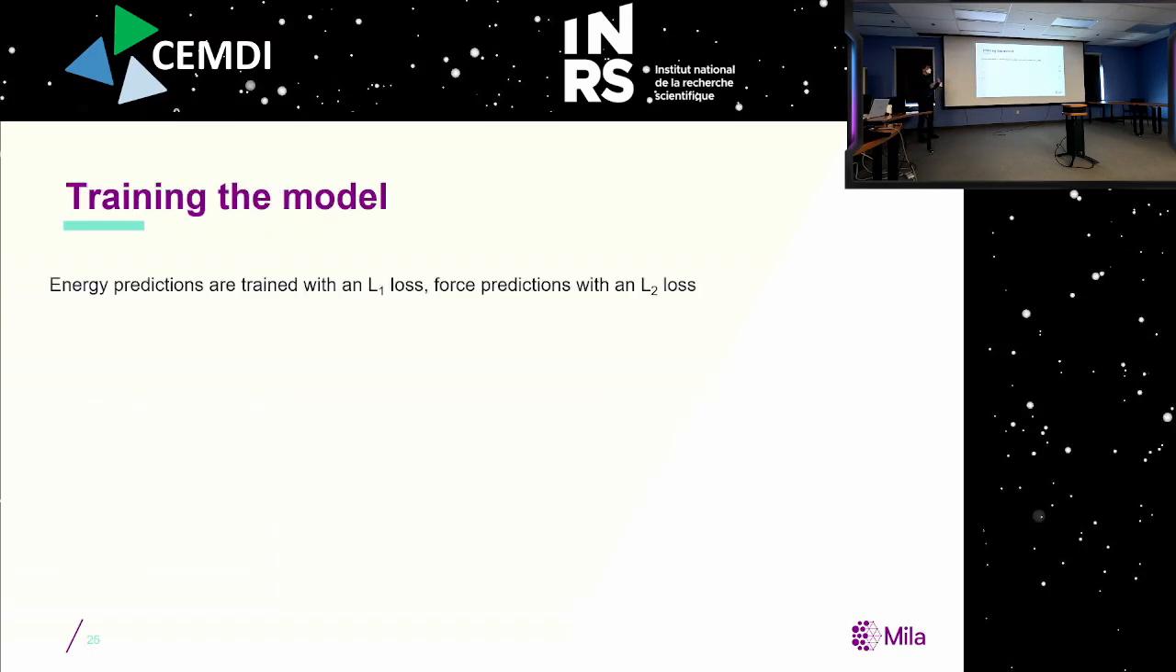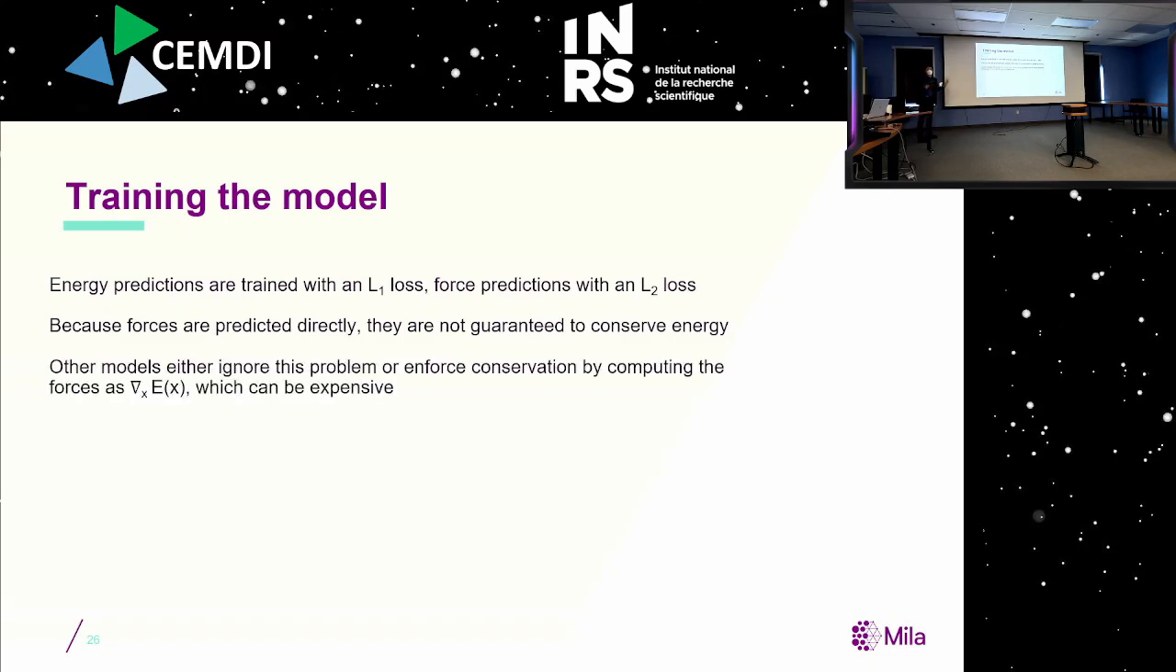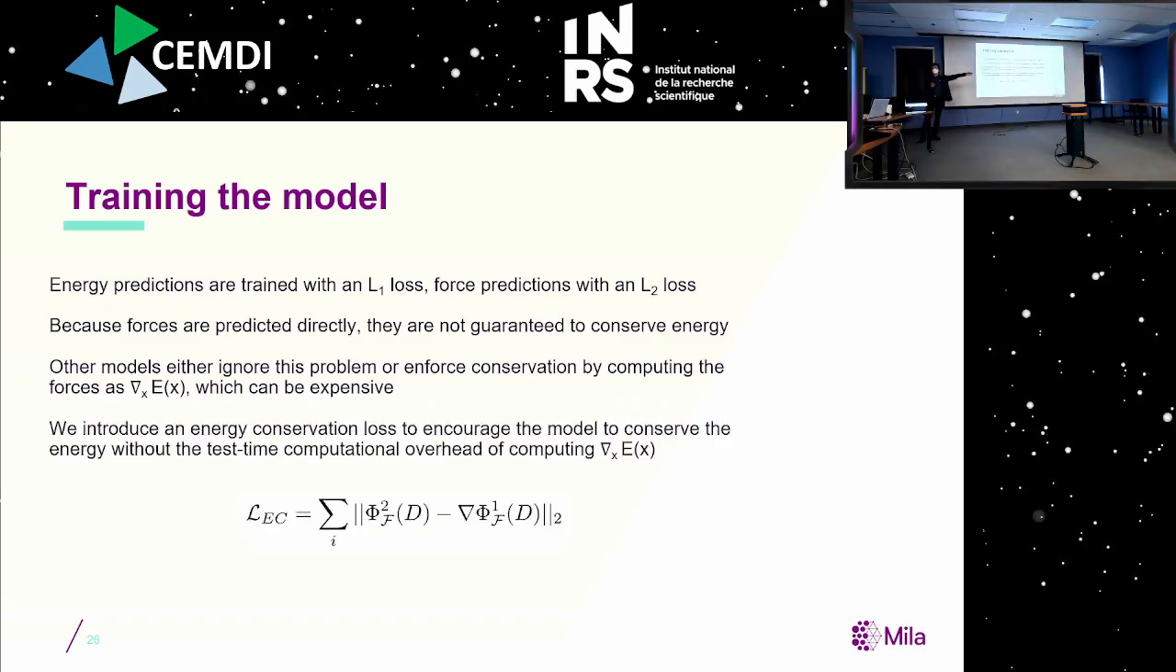We're going to train the model using L1 loss on the energy, so just how far away it is from the energy, and L2 loss for the force predictions. And the important detail I do want to mention is because forces are being predicted directly, they are not guaranteed to conserve energy. Many of the methods that are used in the space deal with this in other ways. They deal with this either just by ignoring it, or they enforce conservation by computing the forces as the gradient of the energy. So you can say, predict the energy, and then compute the gradient as you change position. So this is a reasonable thing to do, but it's actually pretty computationally expensive. It's very computationally expensive at inference time, importantly. If you want to run this model, it takes a lot of time.